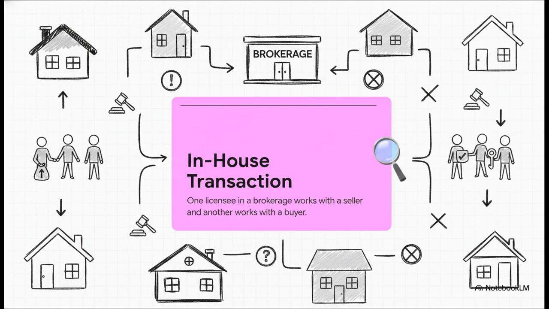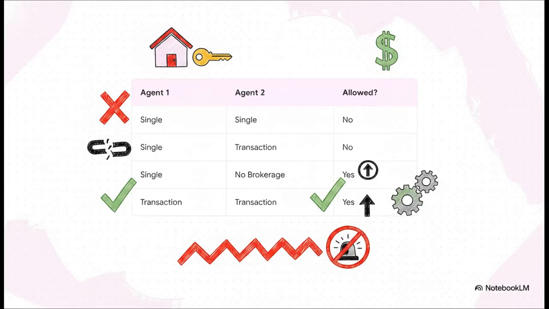Since everybody is operating under the same broker, we have to tread really carefully to avoid breaking Florida law. Some combinations are fine, but others are totally illegal. Let's walk through these combos. Agent 1 is a single agent for the seller and Agent 2 is a single agent for the buyer. That is a hard no. It creates illegal dual agency.